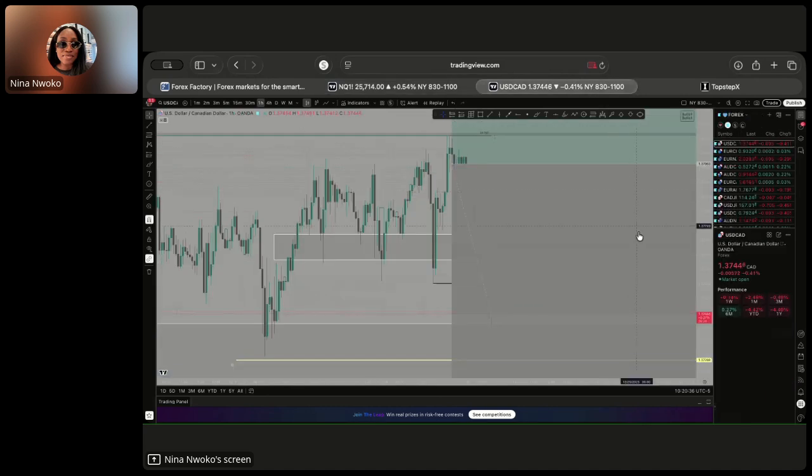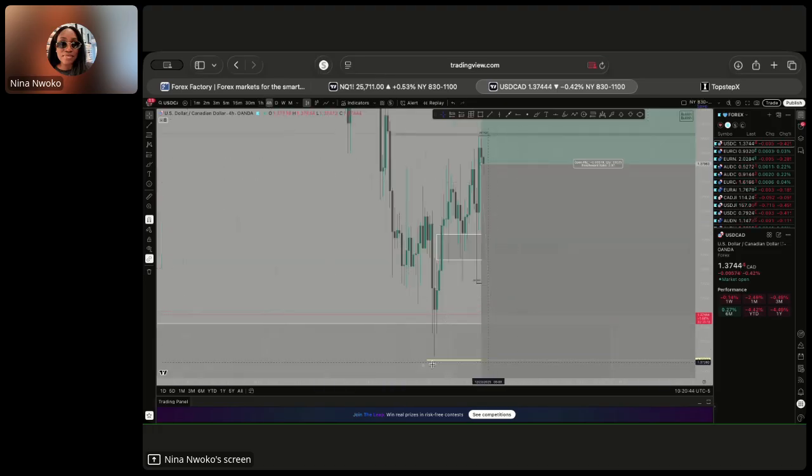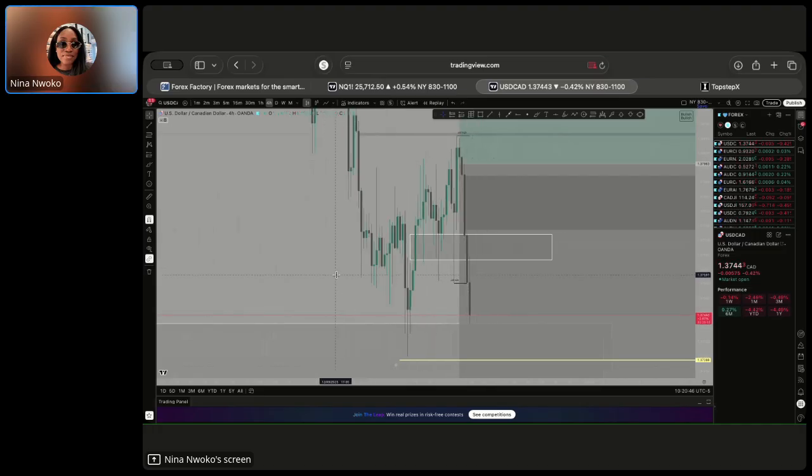Meanwhile, on the Forex side, I don't know why I'm still in this trade. Let's see, let's go out to the 4 hour. It's technically not hit my stop loss yet.